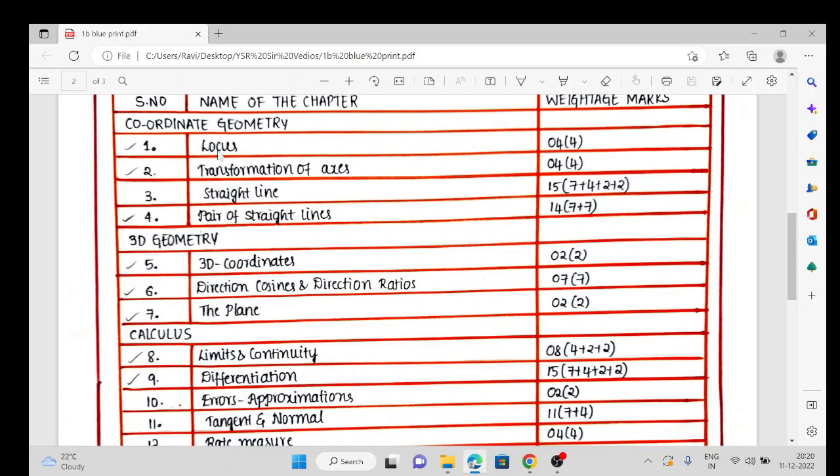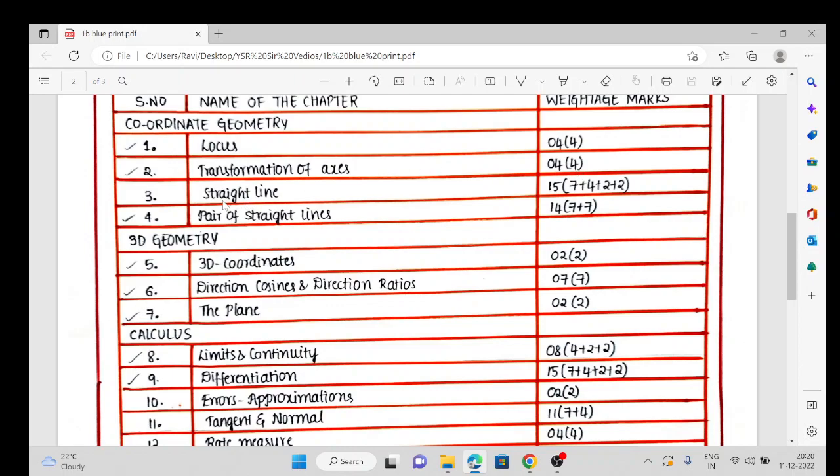First, locus. What is a locus? Locus means it is a set of points. Its weightage is 4 marks. There will be one SAQ in this topic, SAQ 4 marks. Transformation of axis. Transformation of axis means, you have x-axis, y-axis. You will transform that axis along horizontal or some rotational. Its weightage is again 4 marks, and that is one SAQ.